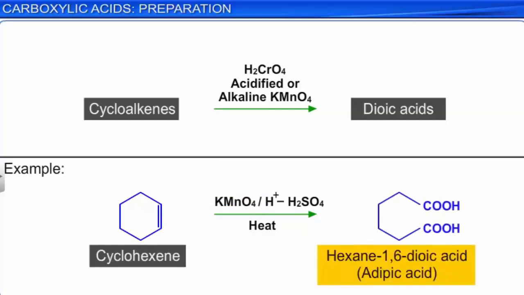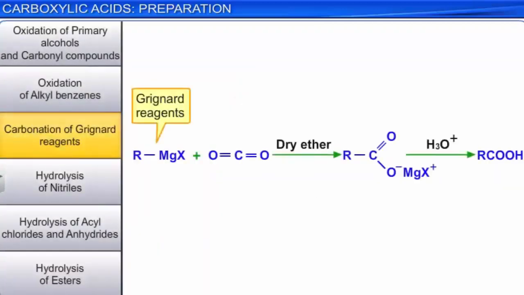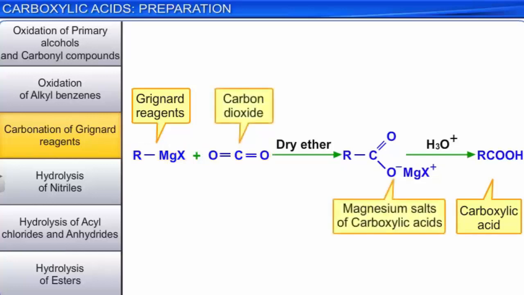The carbonation of Grignard reagents is another important method for the preparation of carboxylic acids. Grignard reagents react with carbon dioxide to form the magnesium salts of carboxylic acids. The free acid can be obtained from the salt by treating it with mineral acids.